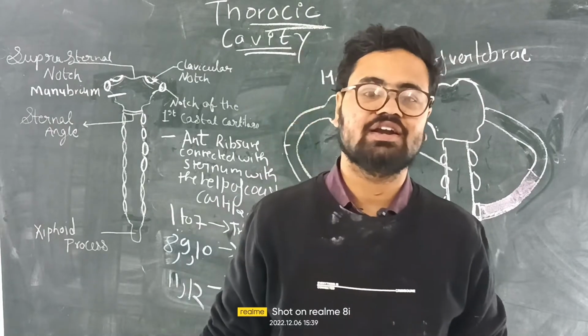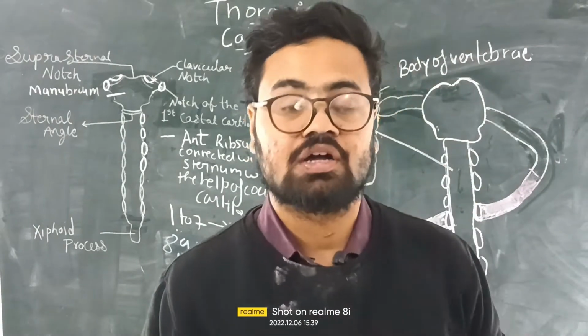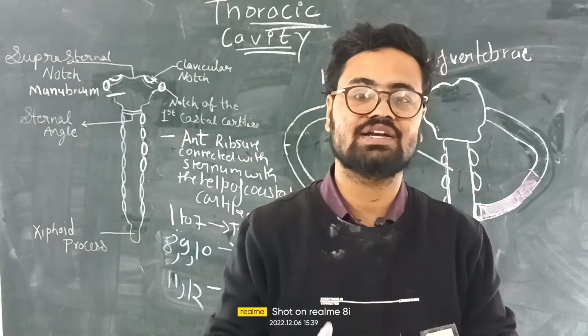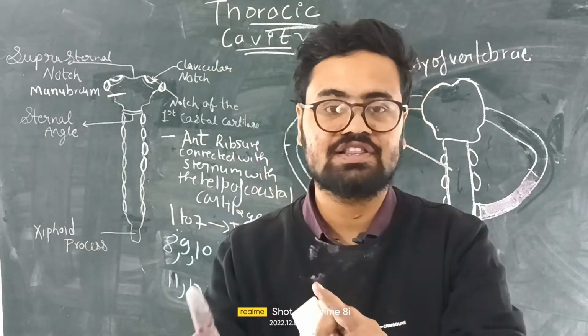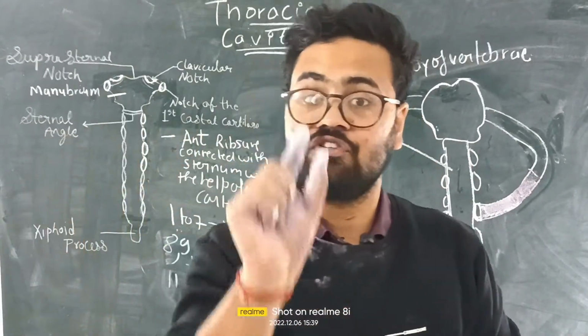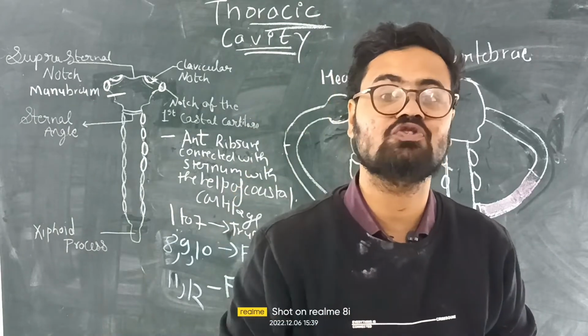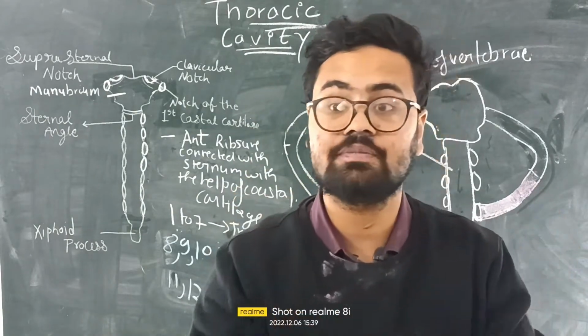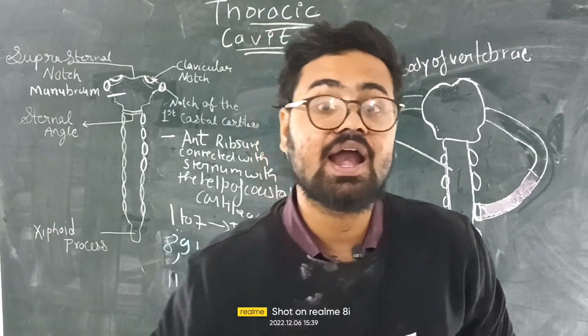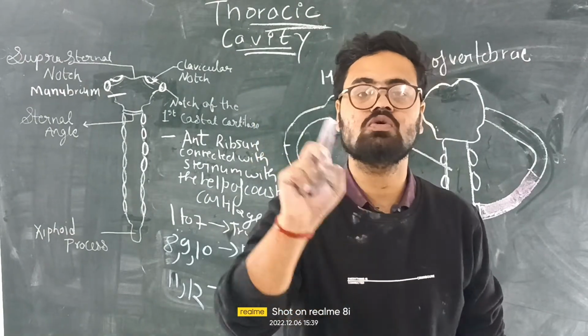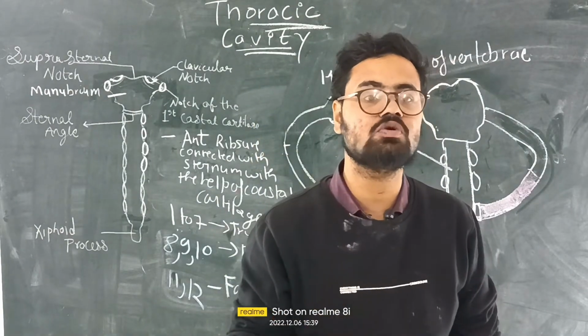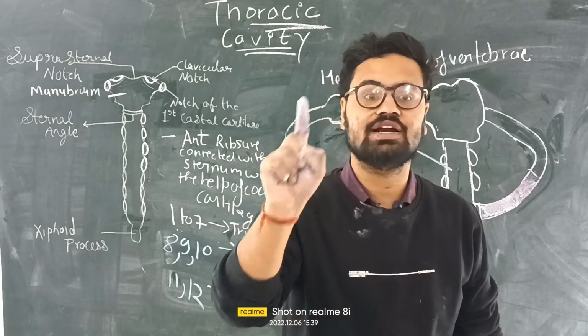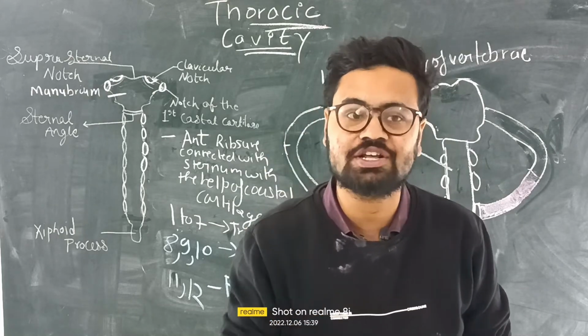We classified them into 3 parts. Which ribs? True ribs, that is 1st to 7th rib, also termed as vertebrosternal ribs. And the second one is the vertebrochondral ribs. Which ones are the vertebrochondral ribs? 8th, 9th and 10th rib. Why is it called vertebrochondral?